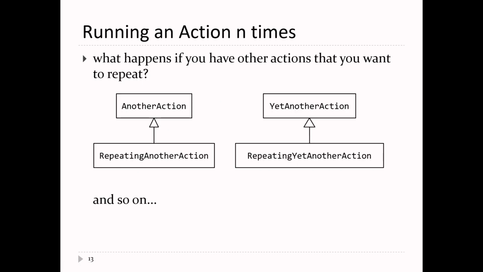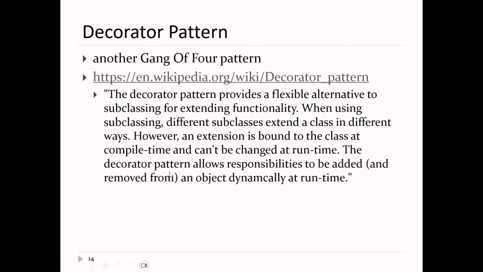But you have to do that at compile time, right? So in other words, you have to write the code for it beforehand. There's no way that I can take another existing action and repeat it without subclassing in this solution. The decorator pattern allows responsibilities to be added and removed from an object dynamically at runtime, right?